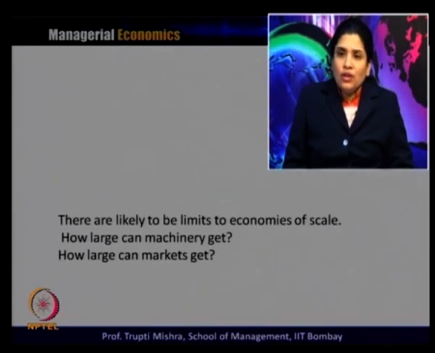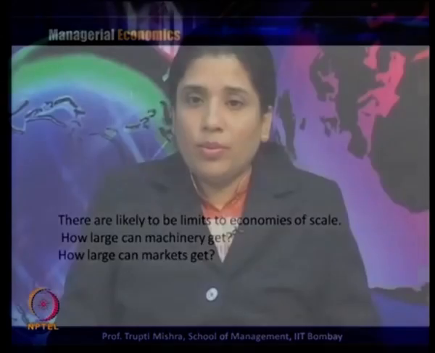Now we know that the cost advantage the firm gets is a lower average cost when the scale of operation is increasing. But what is the limit? We know that when the machinery is large, we get economies of scale, and when the scale of operation is more, we get economies of scale. But how large can the machinery get? How large can the market get, so that it will increase the scale of operation?